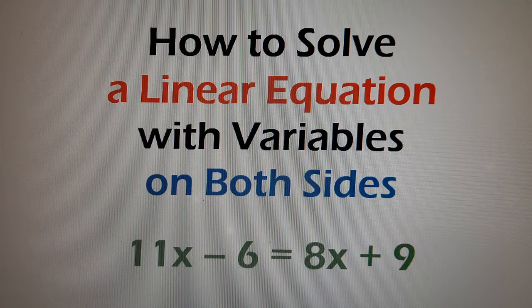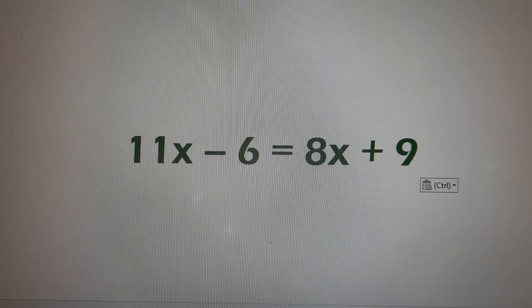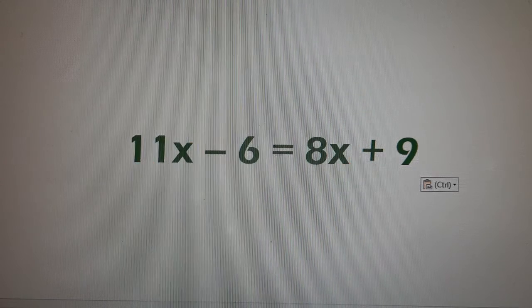In this video, you are going to learn how to solve a linear equation with variables on both sides. Let's take one example. 11x minus 6 equals 8x plus 9.